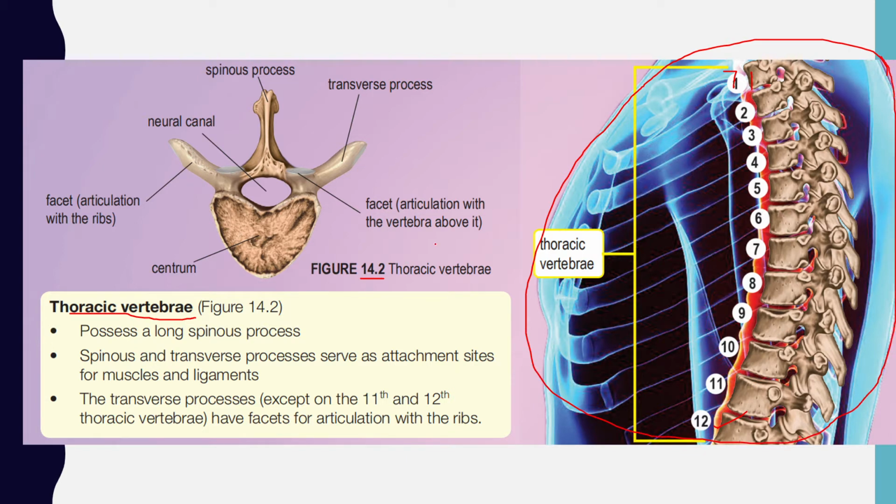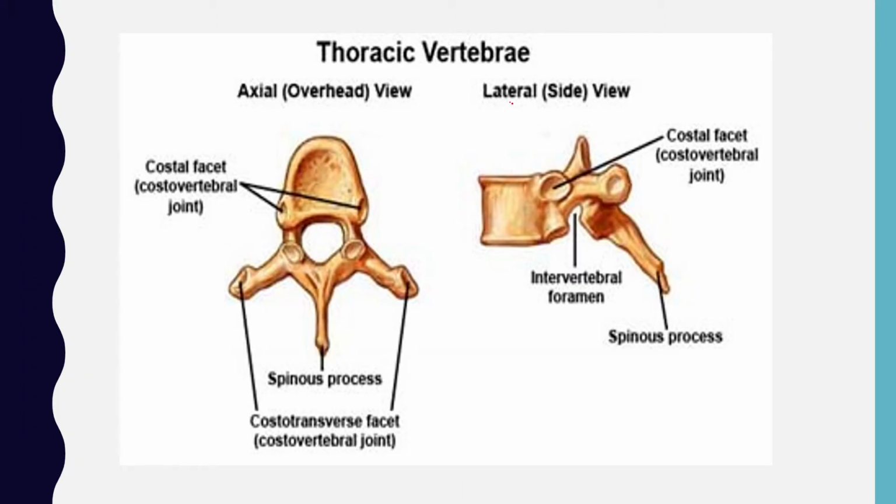Alright, so let's look at the features, the characteristics. First, this thoracic vertebrae has got long spinous process. Ini long spinous process, di sebelah belakang that you can see here, long, and then it is pointing downwards. Also there's another view, lateral view, where you can see very clearly that the spinous process is very long.